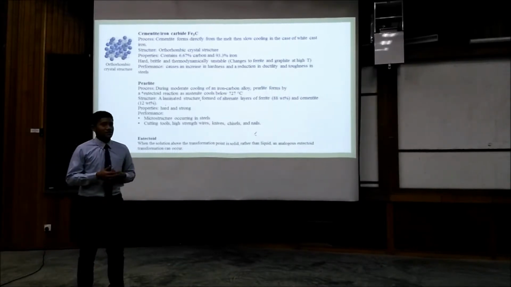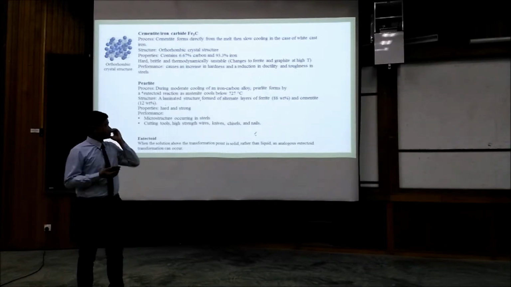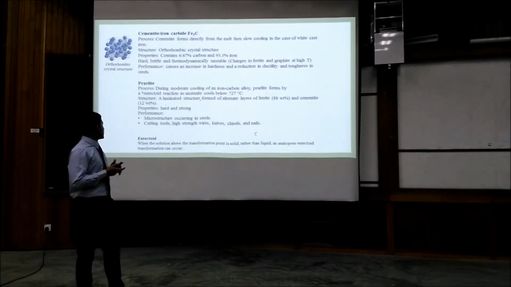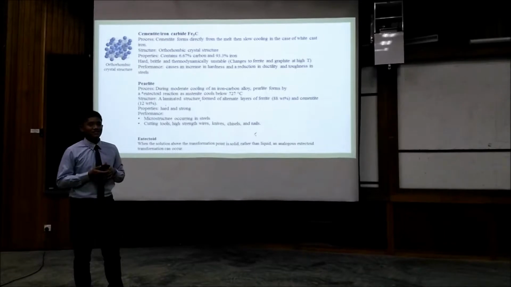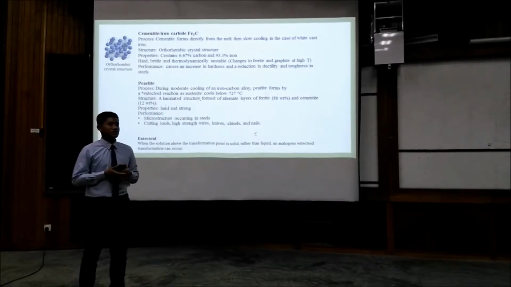And the second part is ferrite. The process for ferrite is that during moderate cooling of a carbon alloy, ferrite forms by a eutectoid reaction. The eutectoid reaction occurs as austenite cools below 727 degrees Celsius.